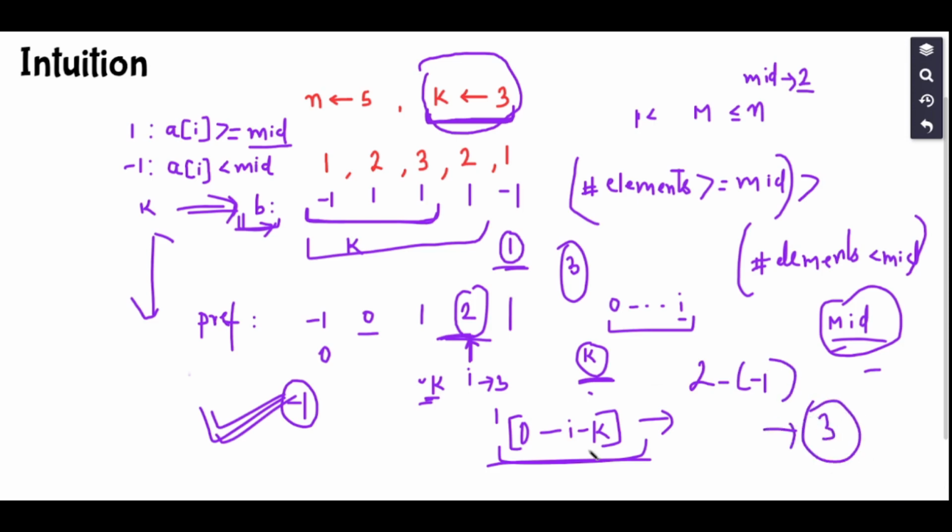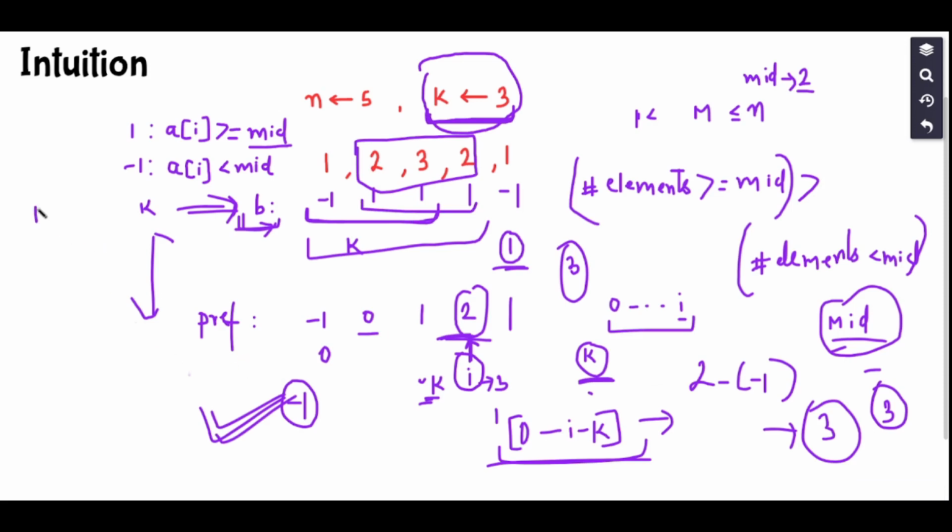That means the maximum sum segment which I can achieve till the ith position is 3. That's the maximum segment which I can achieve. That is the case here. I choose this segment and the sum here is 3. Okay, so I want to maximize the positive sum.